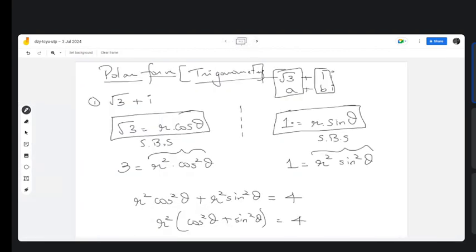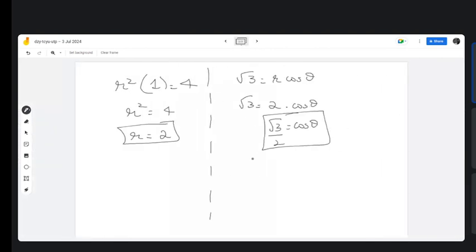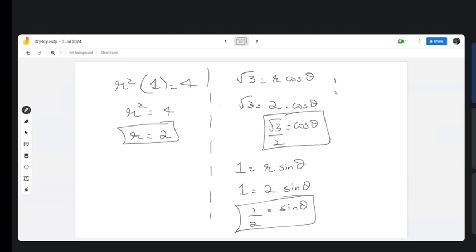Second assumption is 1 is equal to r sin theta. Correct? 1 as it is. R's value is 2. Sin theta as it is. Sin theta is equal to 1 by 2. Now, you're supposed to think of a value for theta in such a way that it should work for both the boxes.